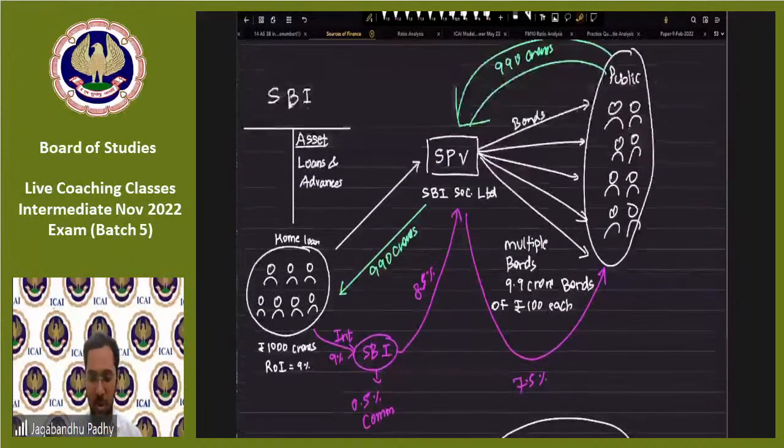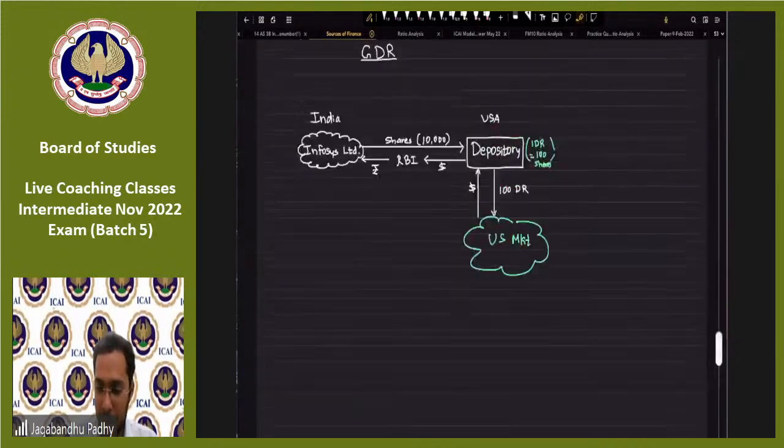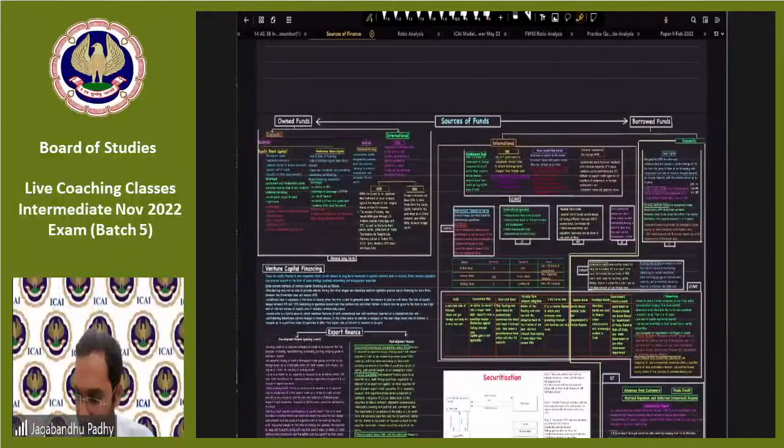What is the purpose of this structuring? It's pretty simple. SBI will get the liquidity. It will be able to manage its risk better because it takes lower risk in that case, and also it gives a better investment opportunity to the public, right? So it's basically like people are indirectly investing into the home loan. Okay, now let me go for some more concepts over here.